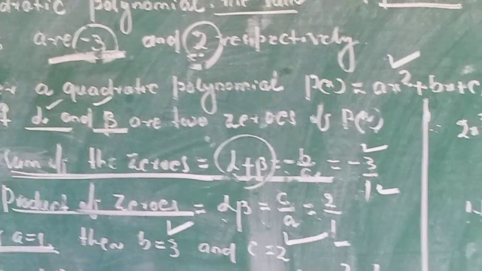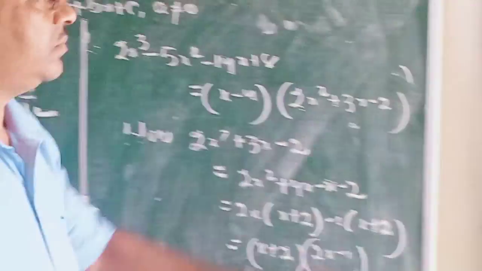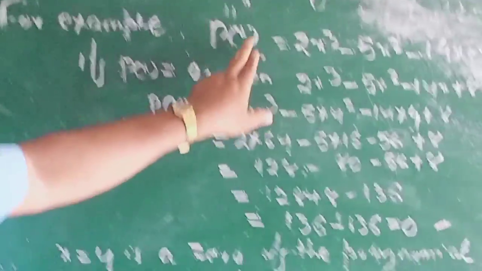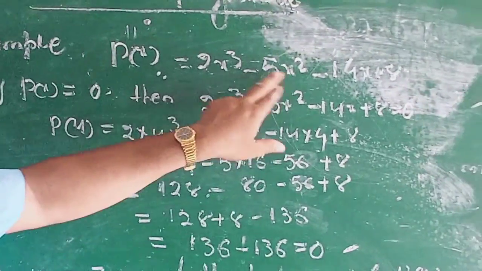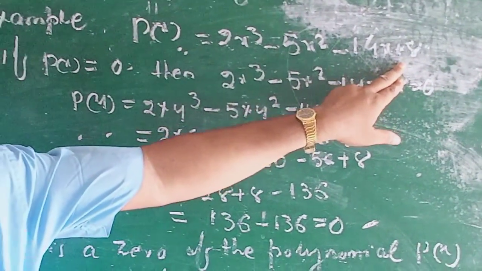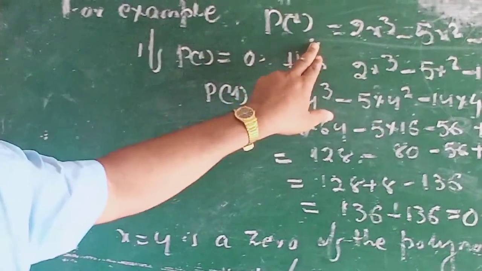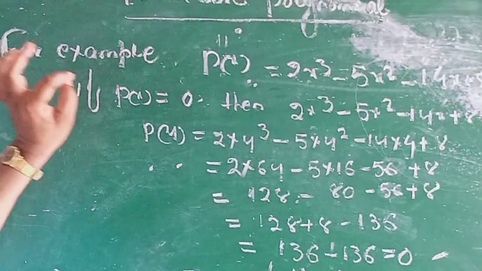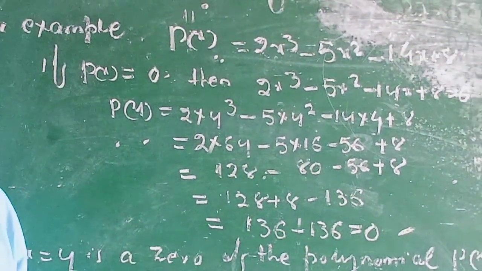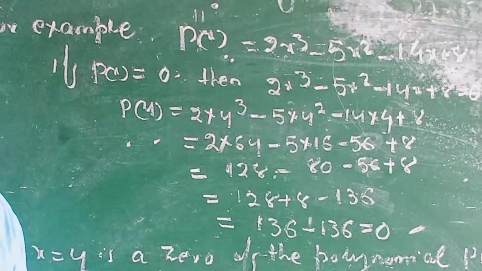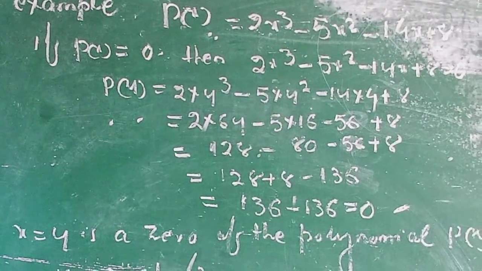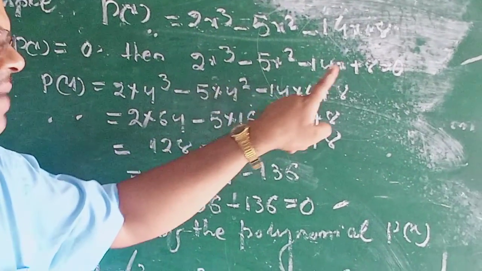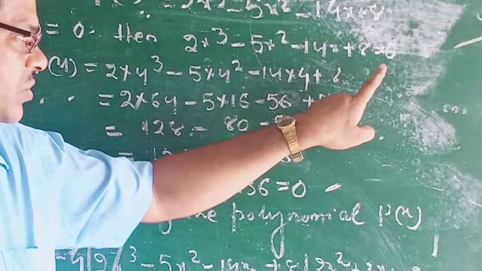Now let us consider a cubic polynomial, for example, p of x is equal to 2x cube minus 5x square minus 14x plus 8. This is a cubic polynomial because the highest degree is 3. To find the zeros of the polynomial, we put p of x equal to 0. So 2x cube minus 5x square minus 14x plus 8 is equal to 0.